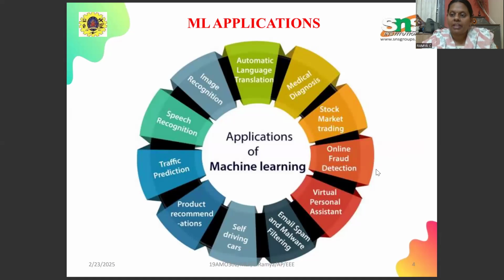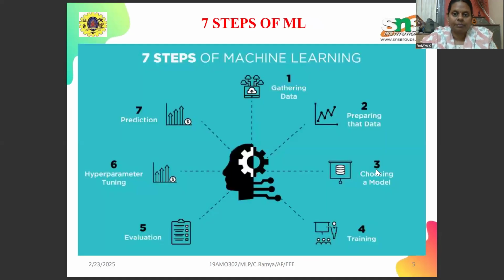Next, we have to know about the various applications of ML. Basically, we are using it for stock market prediction, fraud detection, email spam filtering, self-driving cars, traffic predictions, speech recognition, image recognition, like that. We have various fields of ML applications.